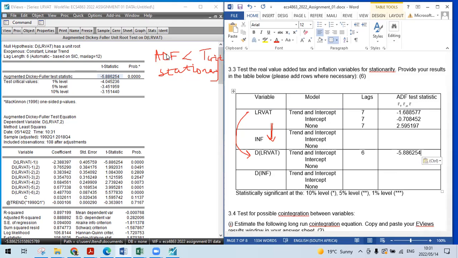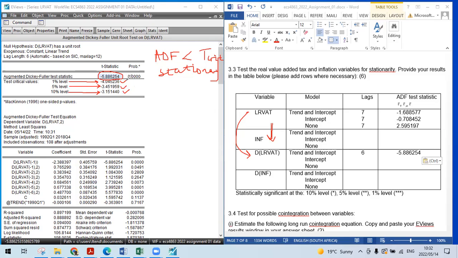How many stars? If the ADF is less than the test critical value, put stars. Let's do it slowly on this one, then going forward will be quick. If you look at minus 5.88, and you compare it with the first one, you can see that minus 5 is smaller than minus 3. Obvious. So that's our first star. Comparing with the next one, minus 5 is smaller than minus 3. So another star. Then lastly, minus 5 is less than minus 4. So that's the third star.